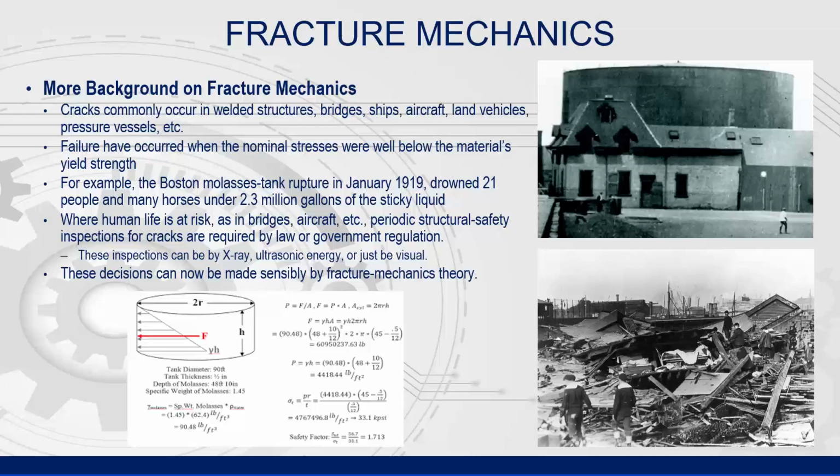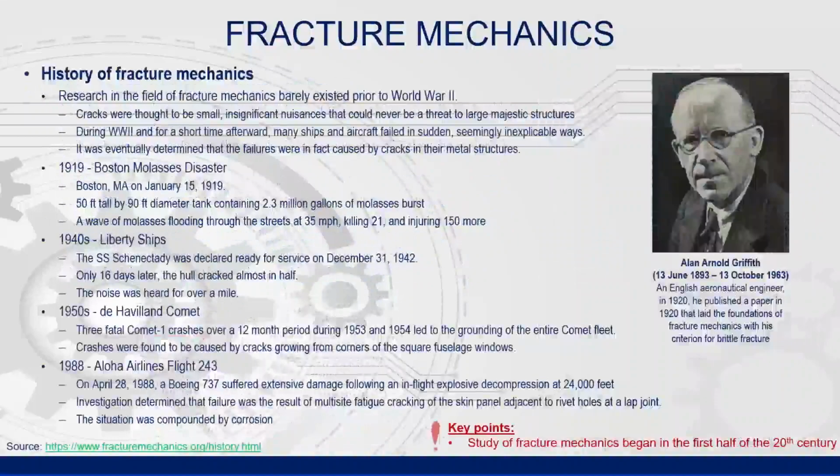A 2014 investigation applied modern engineering analysis and found that the steel was half as thick as it should have been for a tank of that size. Another issue was that cracks had formed at the rivet holes. The concept of fracture mechanics barely existed prior to World War II. We had the Boston molasses tank rupture in 1919, and then during World War II, many ships and aircraft failed in sudden, seemingly inexplicable ways.